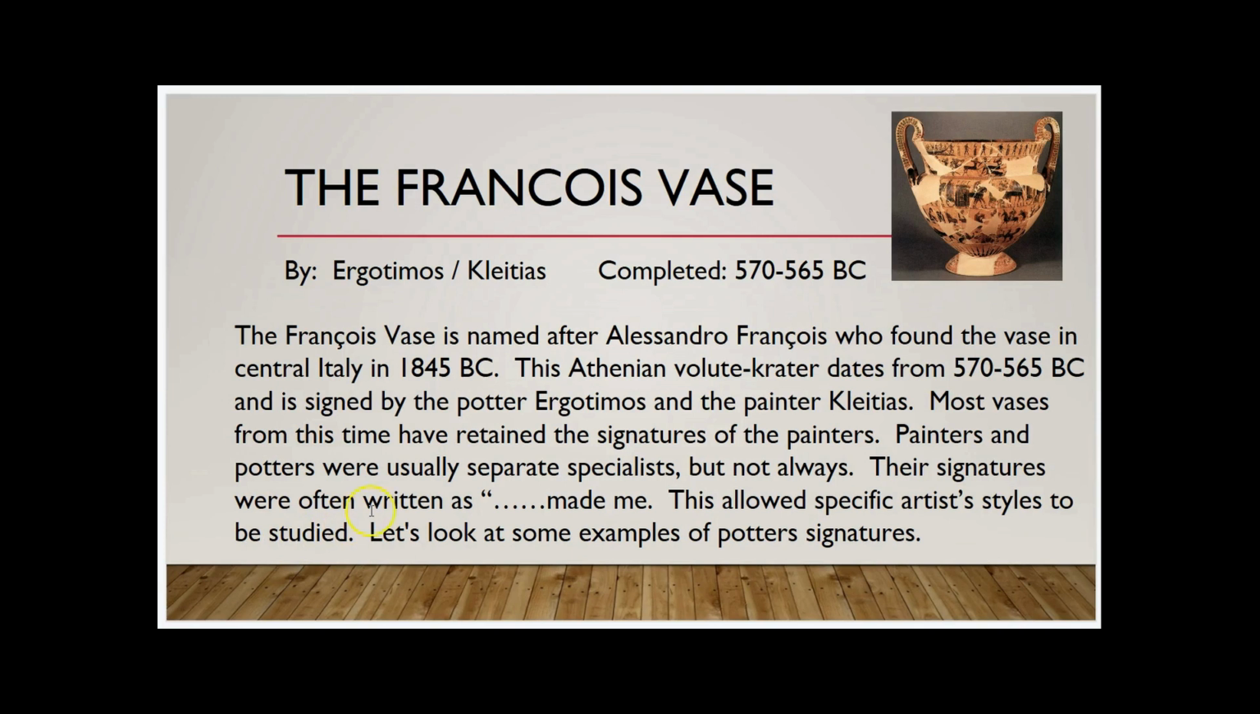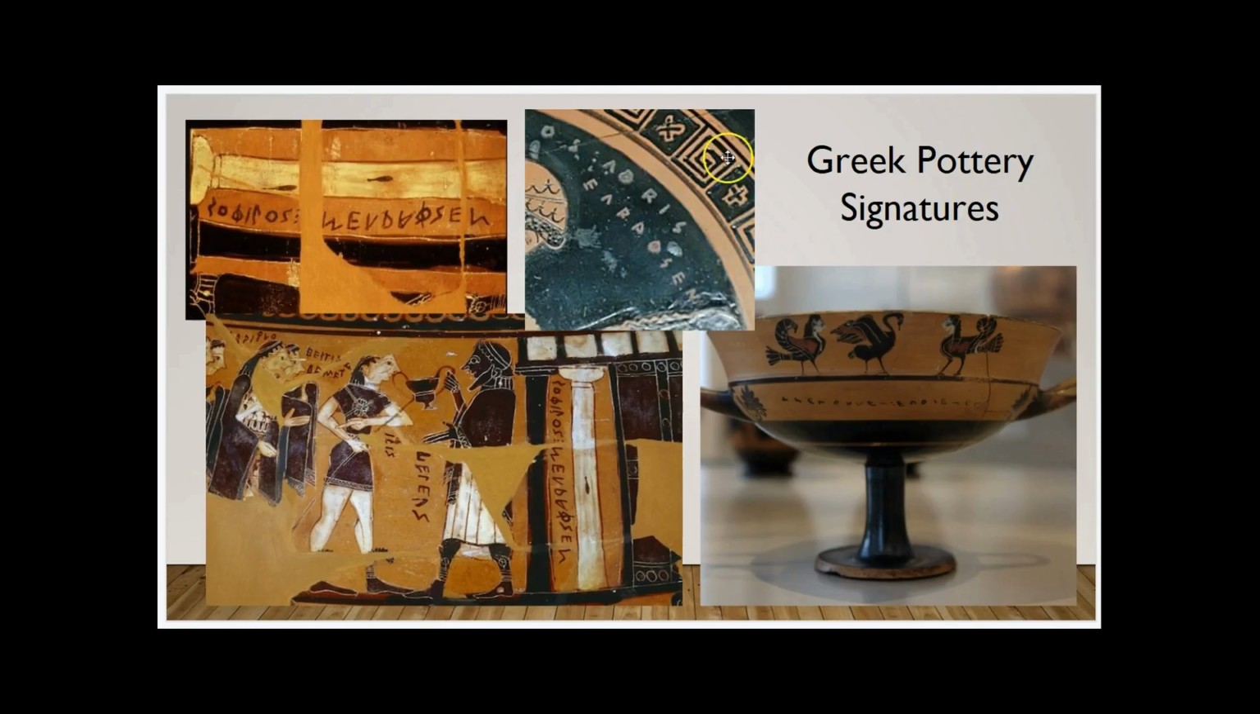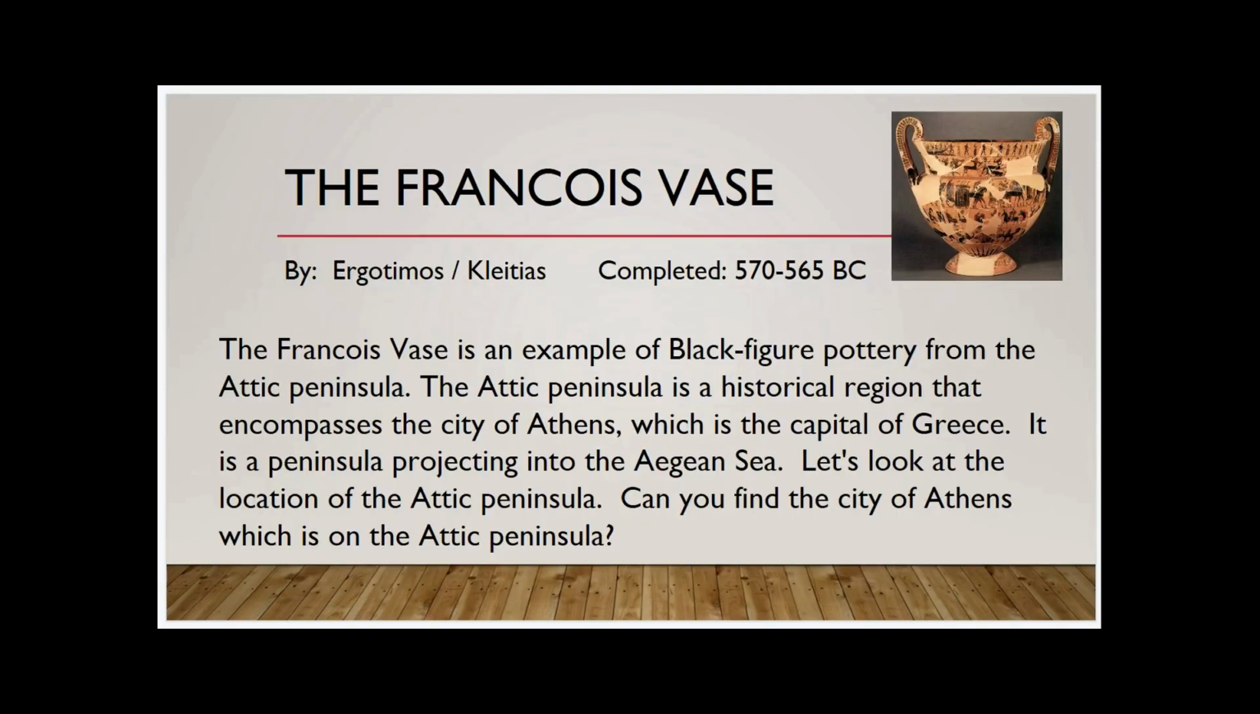The painters and potters were usually separate specialists, but not always. In this instance, they were separate. Their signatures were often written as "so-and-so made me." This allowed specific artist styles to be studied. So let's look at some examples of potters' signatures real quick. Here they are. It was usually in the form of, like I said, so-and-so made me. And it's kind of cute how they signed it.